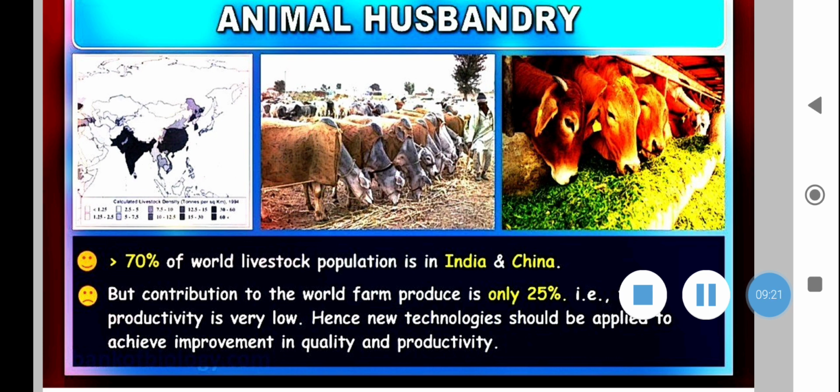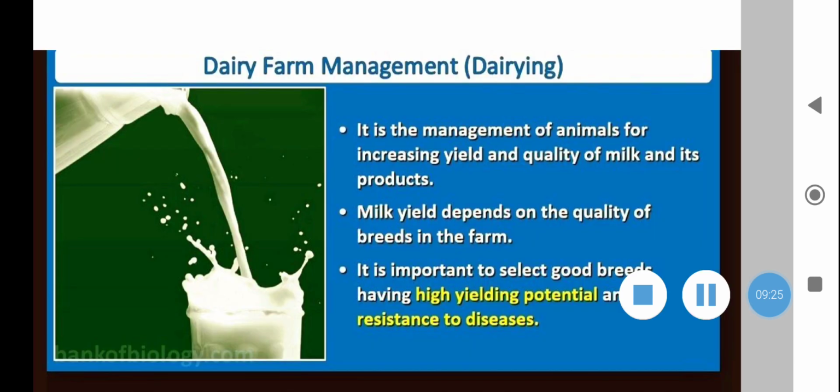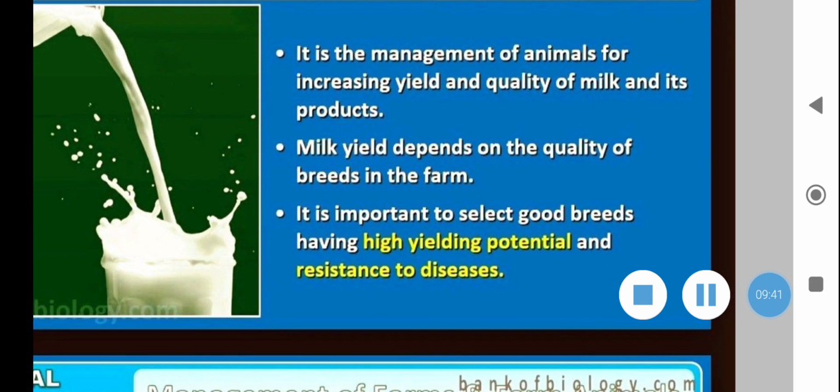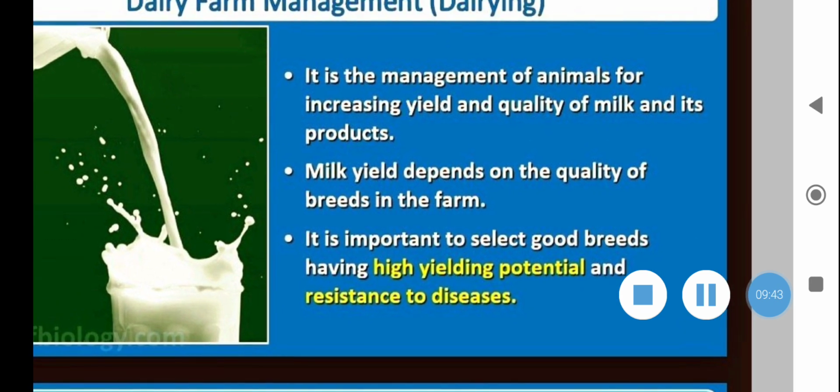Now we are going to start with dairy farm management. It is the management of animals for increasing the quantity and quality of milk and its products. Milk yield depends on the quality of breeds in the farm. It is important to select good breeds having high yielding potential and resistance to diseases.